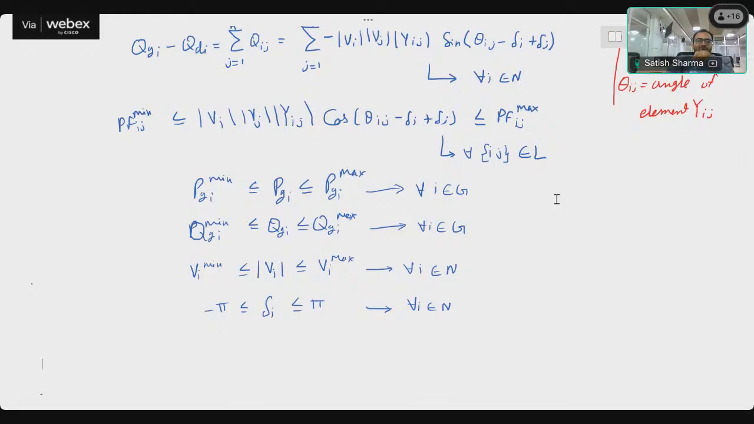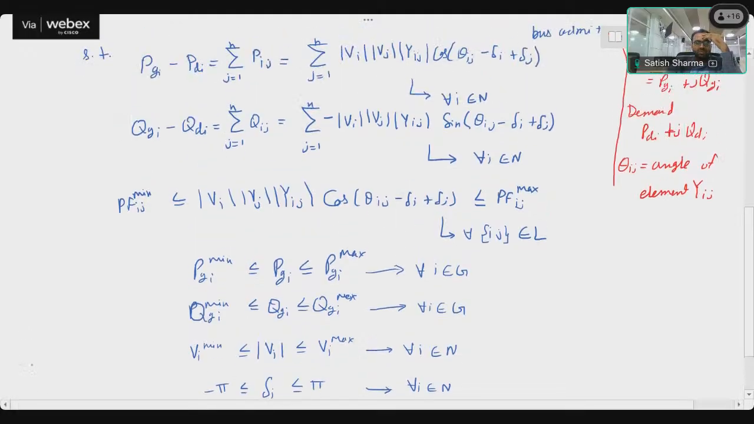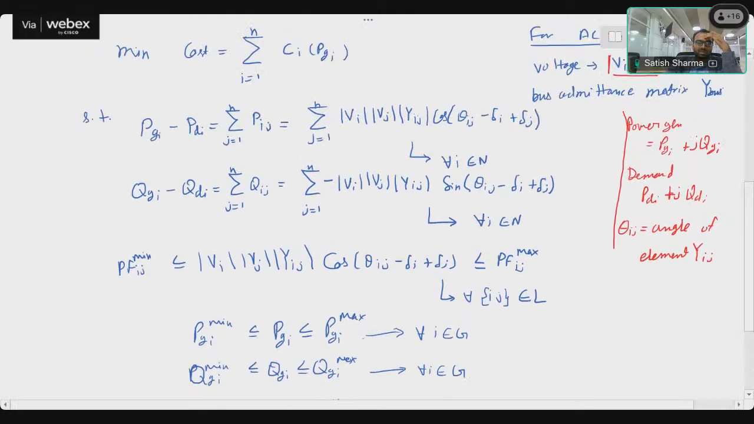Apart from that, one important equation is missing, that is our delta reference should be equal to 0. So this equality constraint is also there, that the angle of the reference bus should be equal to 0. So this is the simple ACOPF formulation. Do we have any doubts in this particular formulation?